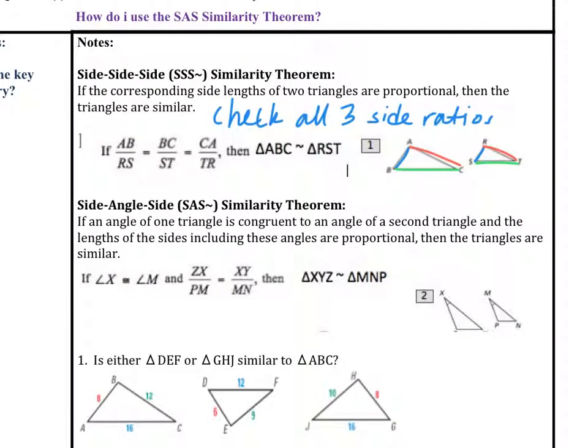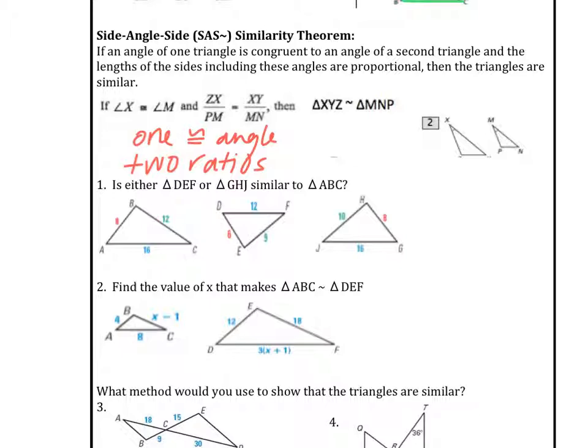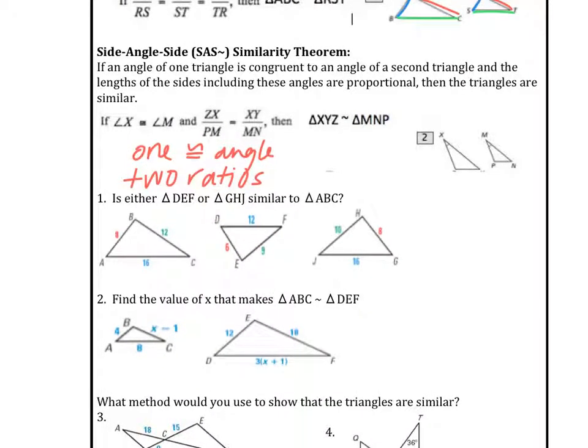You need one congruent angle and you'd have to check two side ratios. I'll scroll up in a second. But just like we talked about when we talked about congruent triangles, the order of these letters matters. So when it's side, angle, side, we are talking about the included angle, which means the angle between the two sides that are proportional.